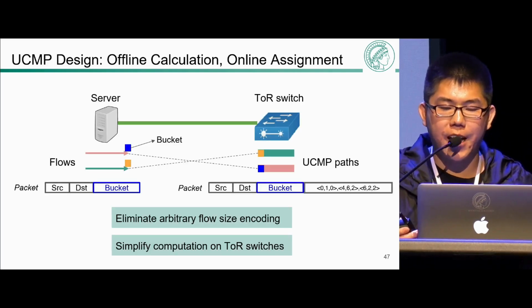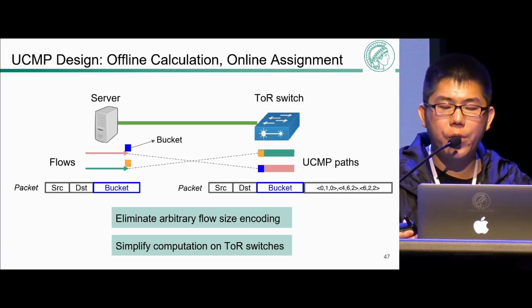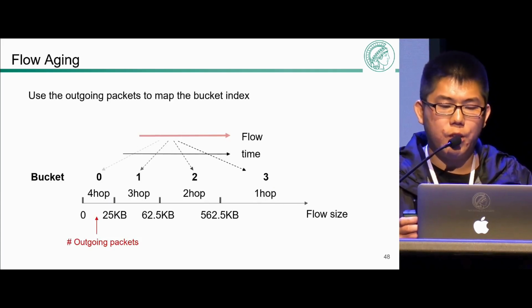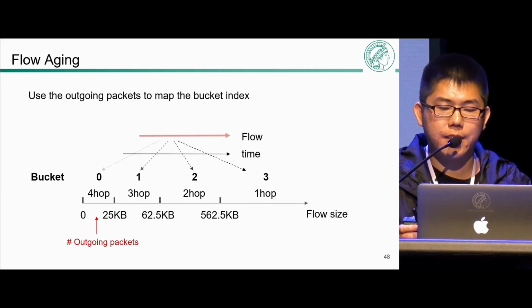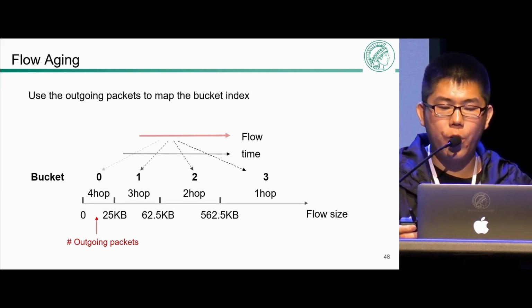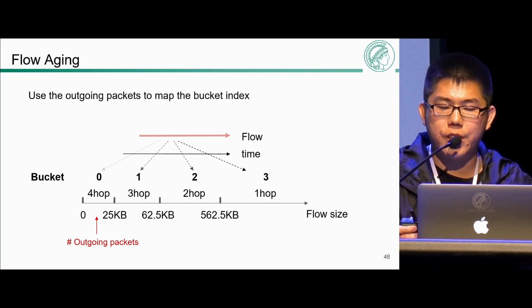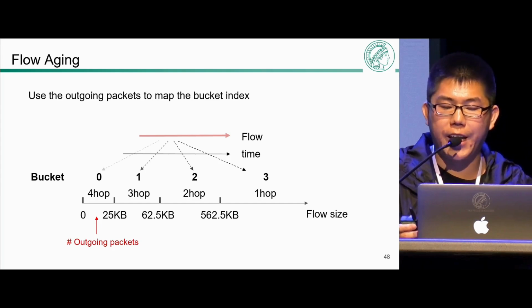With the bucket design, we can eliminate arbitrary flow size encoding. The uniform cost calculation can also be simplified by only checking the bucket index. For the flow agent, we use the outgoing packets to map the bucket index. When flows start, they are regarded as short flows. With more data sent out, they gradually select the paths for longer flows. Later, I will show that this design has little difference compared to the case where precise flow information is known.